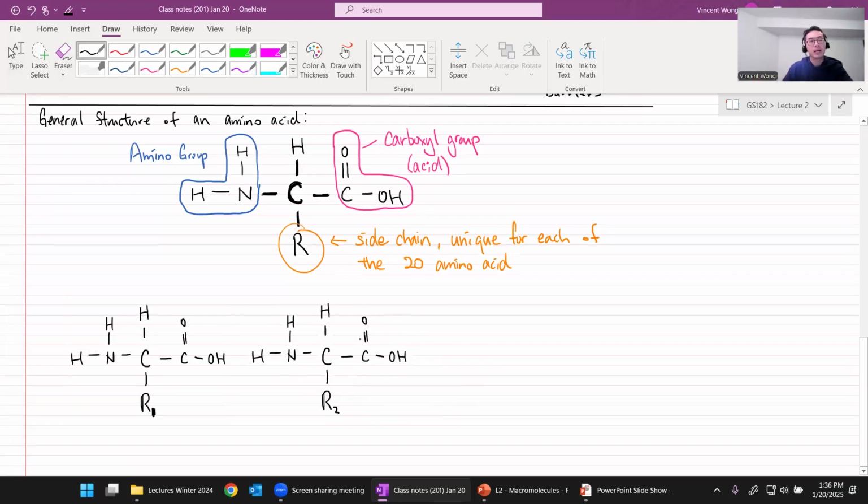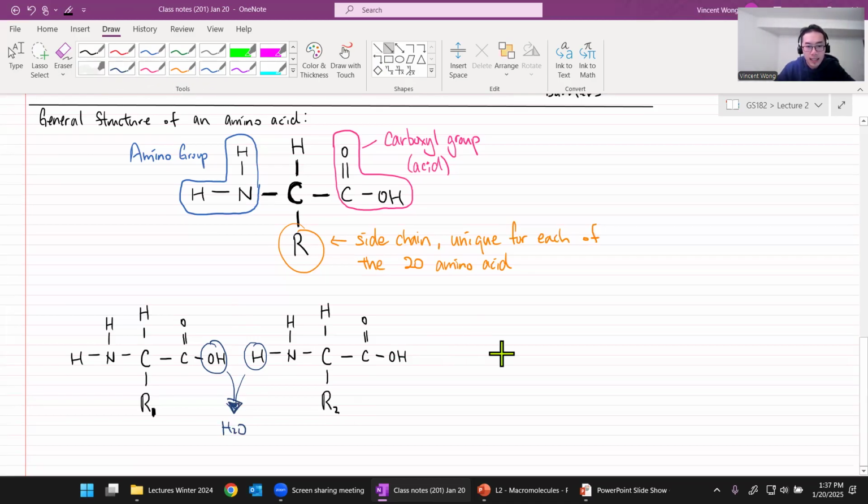A different amino acid. It doesn't have to be different, it could be the same, but let's just make it different. And we're going to try to connect these two things together. So how do we do that? Well, to connect them together, it's the same process as for all of the other macromolecules. You need to remove a water molecule. That's called dehydration synthesis. You're going to take away an OH here, you're going to take away an H here, and a water will come out.